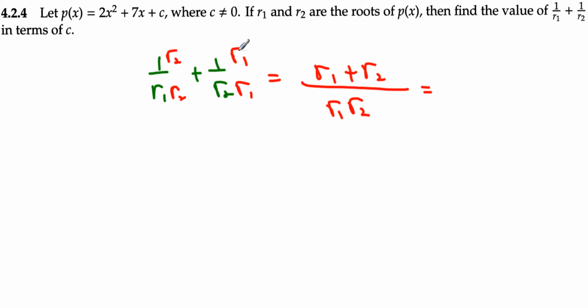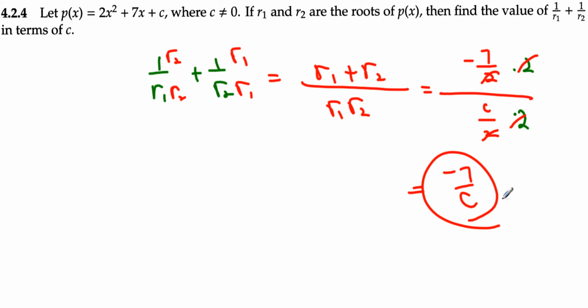Because when you combine them together, but what is the sum? Oh, r sub 1 plus r sub 2 is the sum of the roots, which is negative 7 over 2. And then the denominator is the product of the roots, which is c over a, which is equal to 2. So since 2 is common in both, I can multiply top and bottom by 2. Then these two cancel out, these two cancel out. We get negative 7 over c. And that becomes our answer.